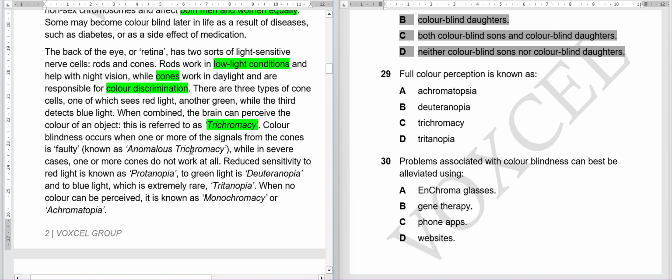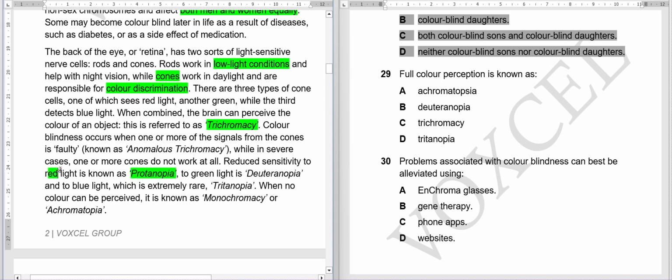Color blindness occurs when one or more of the signals from cones is faulty, known as anomalous trichromacy, while in severe cases, one or more cones do not work at all. Reduced sensitivity to red light is known as protanopia. I'm sorry if I'm mispronouncing it. Or to green is called this, and blue light, which is extremely rare, is called this. So these are the names of the conditions.